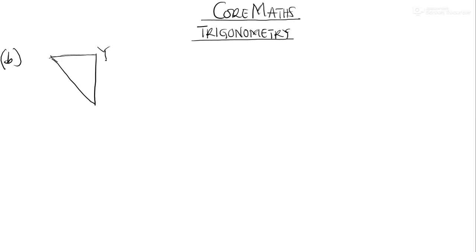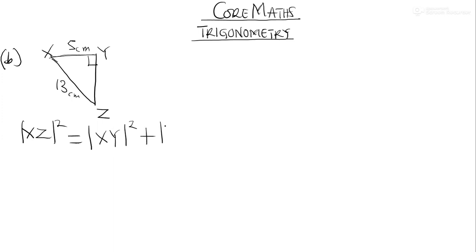So this is Y, this is Z, and then this will be X. Okay, this is 13, this is 5. Good. From Pythagoras Theorem, XZ squared will be equal to XY squared plus YZ squared.